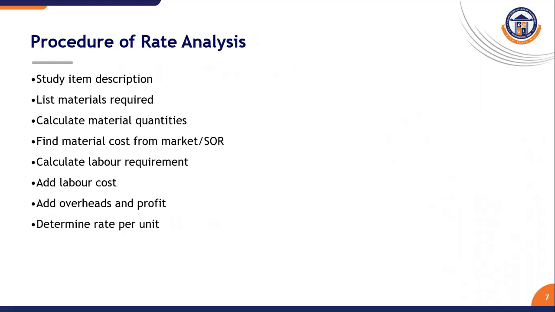Procedure of rate analysis. The procedure of a rate analysis starts with studying the description and specification of the item. Then the quantity of material required per unit is calculated. Material costs are obtained from the market rate or SOR. Labor requirements are calculated using the data book values. Finally, overhead charge and contract profit are added to obtain the unit rate.